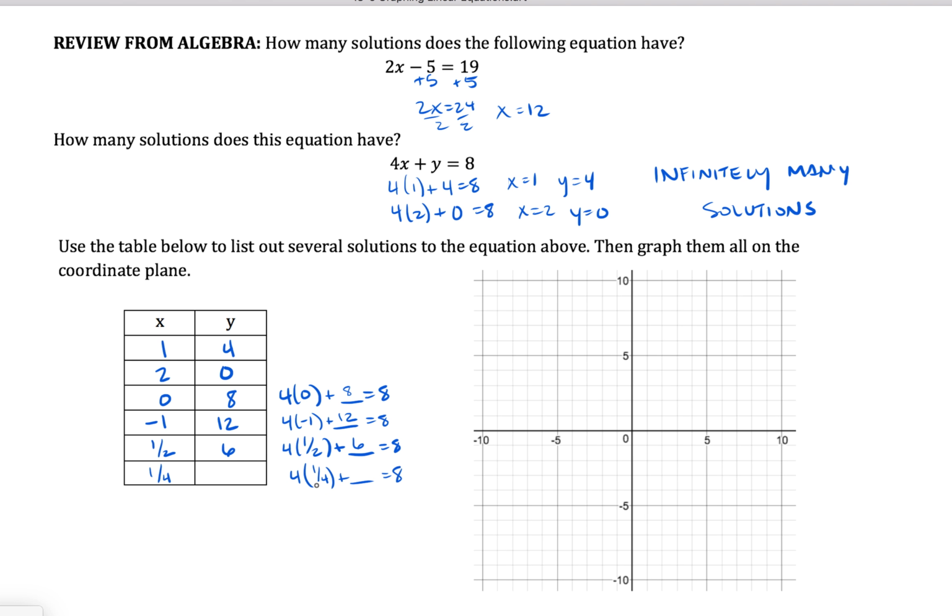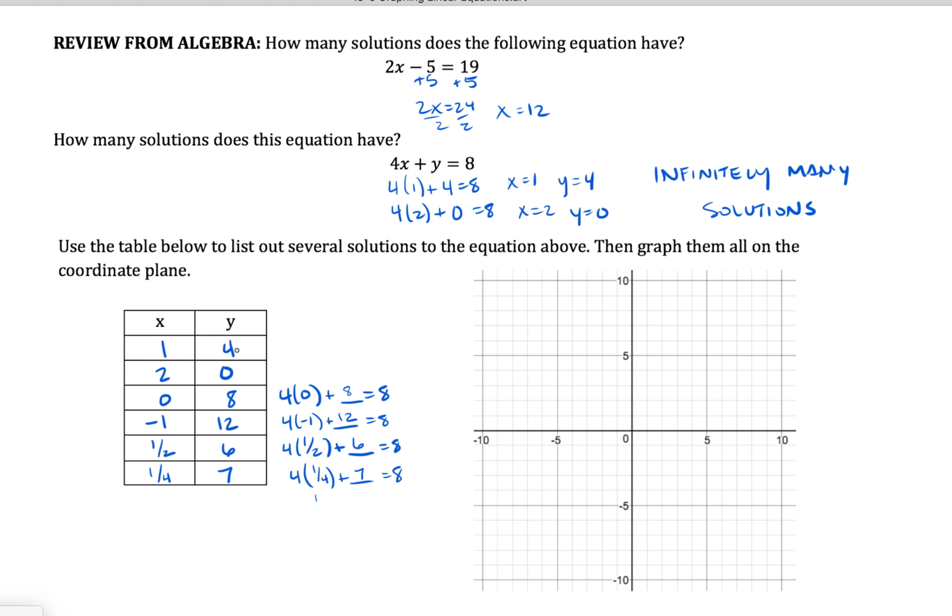Well, 4 times 1/4, or 1/4 of 4, is a 1. 1 plus 7 would give me 8. So I'd have a 7 there paired with my x value of 1/4. Now, these are all pairs of x's and y's. And pairs of x's and y's make me think of a coordinate plane where I put points, and each point is a representation of an x value and a y value.